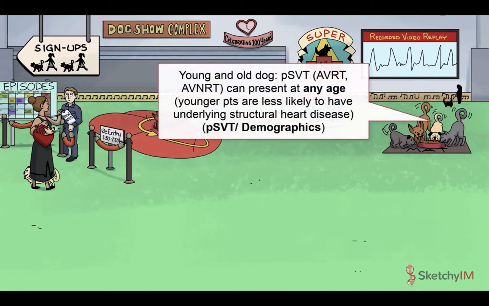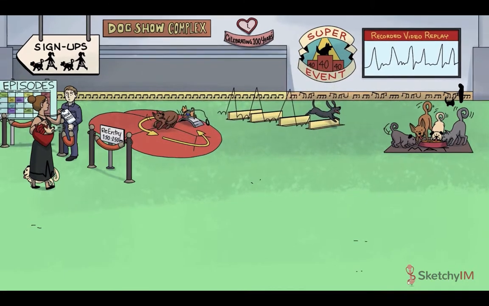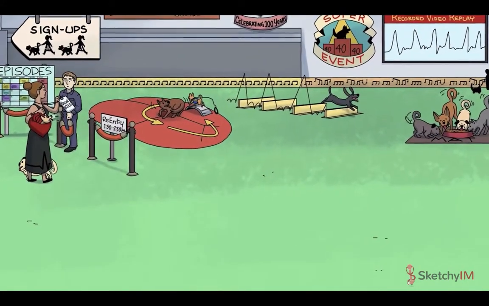Alright, now that we have an idea of the different types of narrow complex tachycardias, let's dive into the evaluation and treatment of a patient with paroxysmal SVT, such as AVRT and AVNRT. PSVT can present at any age, from neonates to the elderly. The younger the patient is, the more likely that the PSVT is benign without underlying structural heart disease or scarring.